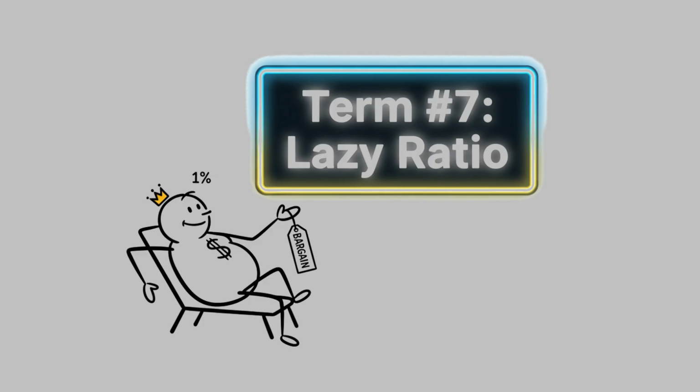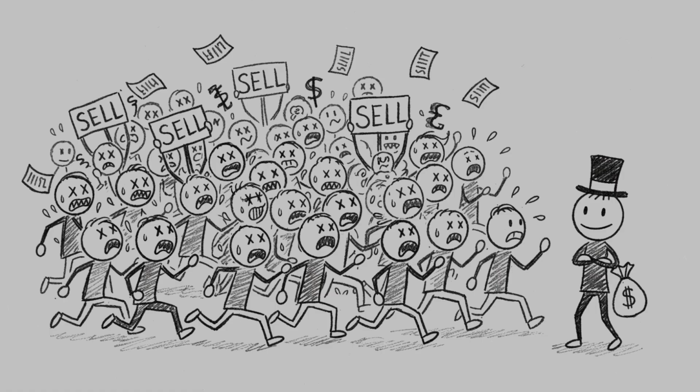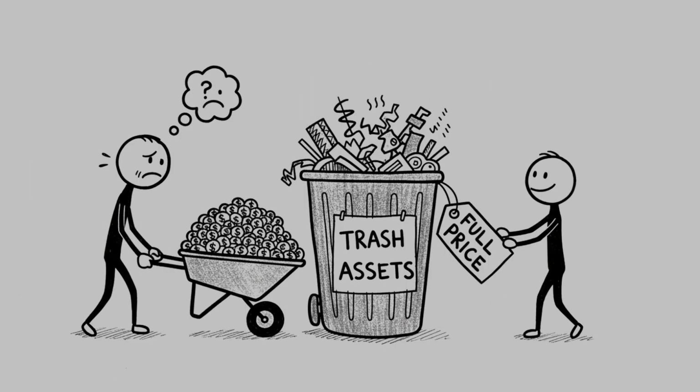Pay close attention to term number 7. It's the one lazy ratio that the top 1% use to spot a bargain while everyone else is panicking. If you miss that, you're paying full price for trash.